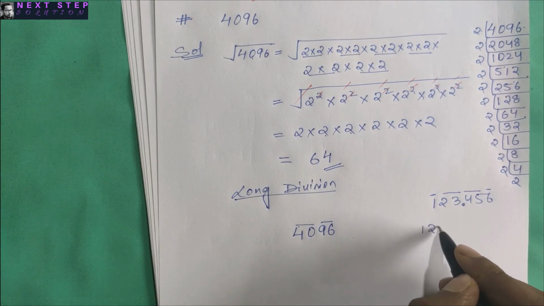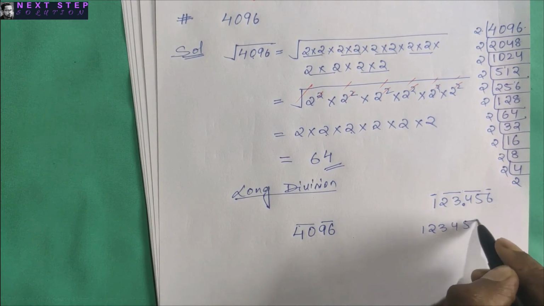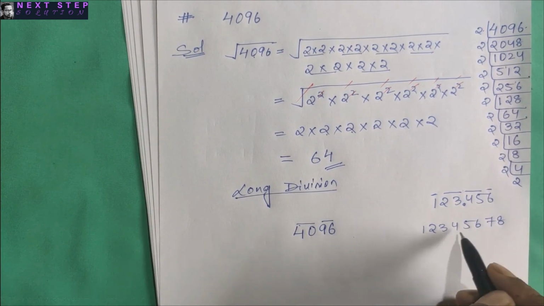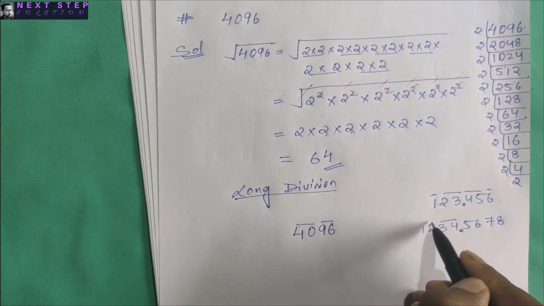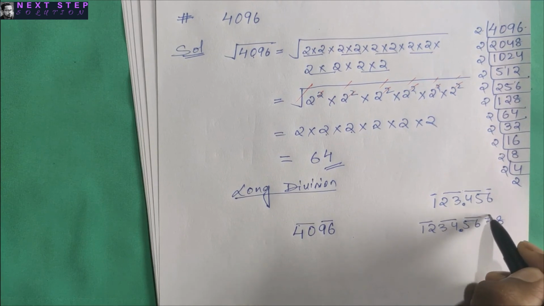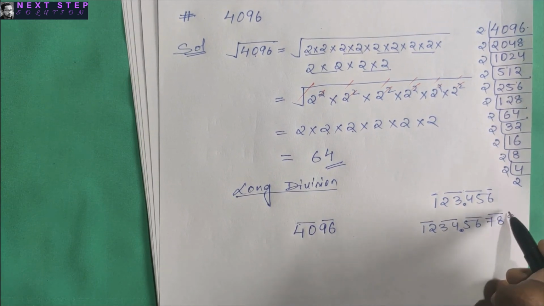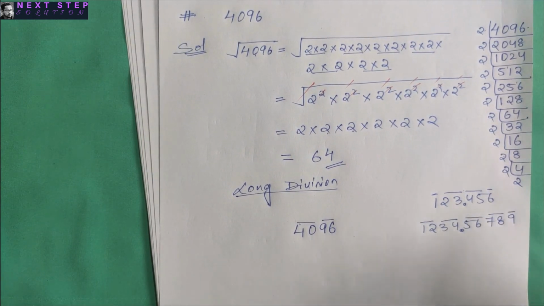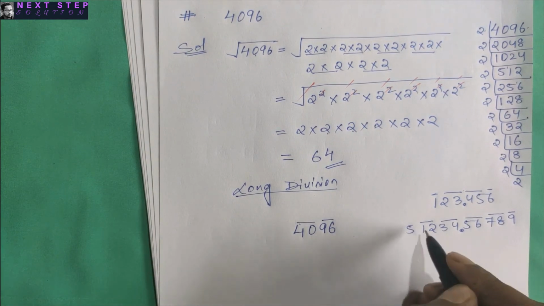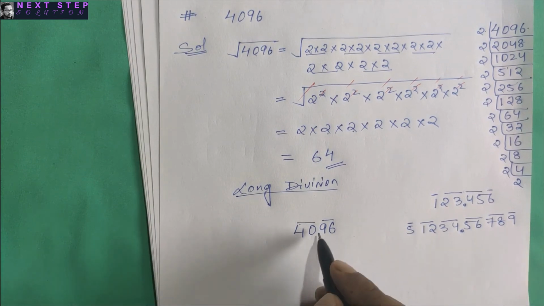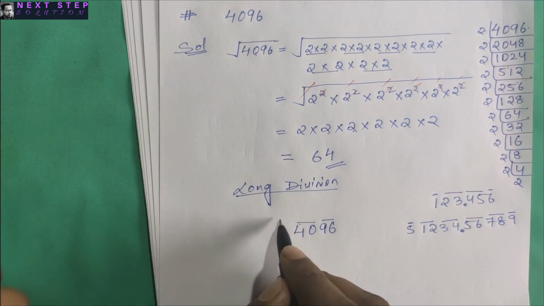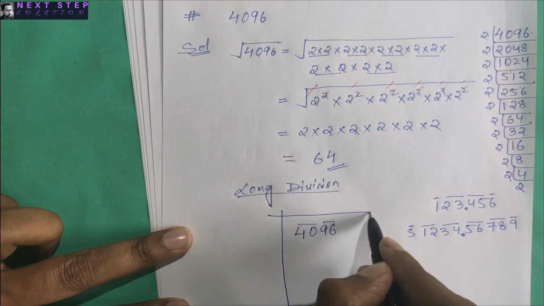If you have 1, 2, 3, 4, 5, 6, 7, 8, and the decimal is here, suppose, then we start making pairs from the decimal. This two pair and this two pair, this two pair and this two pair. If we had a 9 at the end, then this would be alone. And if we had a 5 or any number at the beginning, then this would be alone. Pairs start from the decimal. Now here we don't have a decimal, so we consider the decimal is at the end and we are going to find the square root of it.